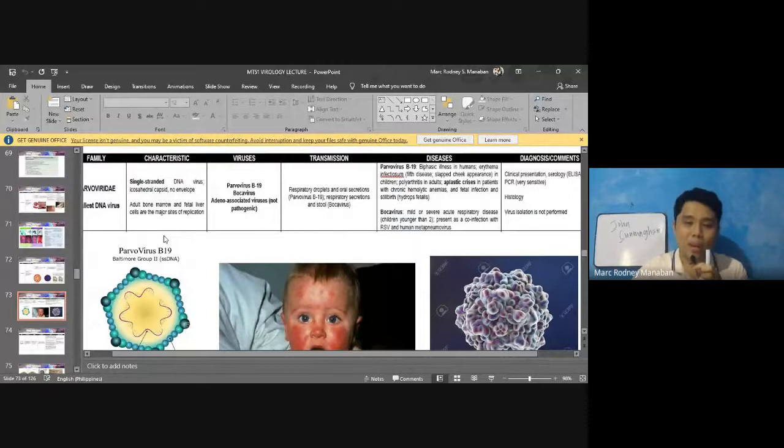All right. Now, parvovirus B19 is the most important virus. B19 because it was first isolated in a serum sample na B19 ang initials. So, muna siya, parvovirus B19. Another virus is your Boca virus, and the adeno-associated viruses. Your adeno-associated viruses are non-pathogenic, and these are also used for viral vectors, together with adenovirus.